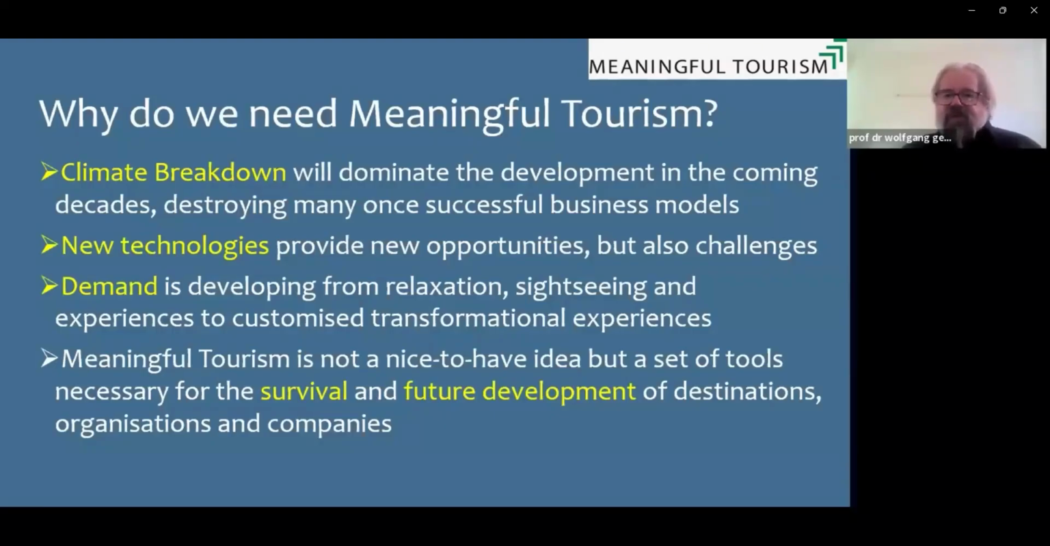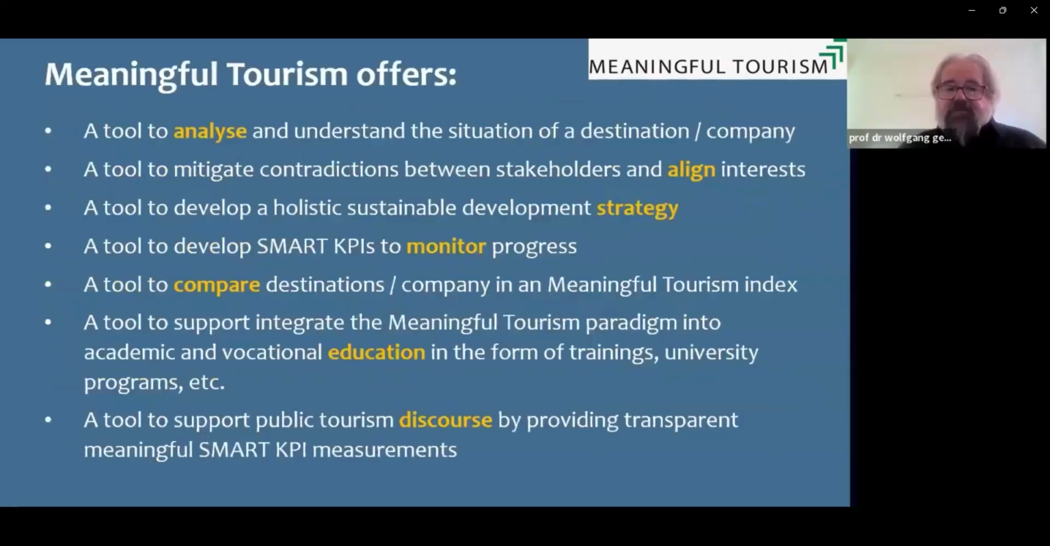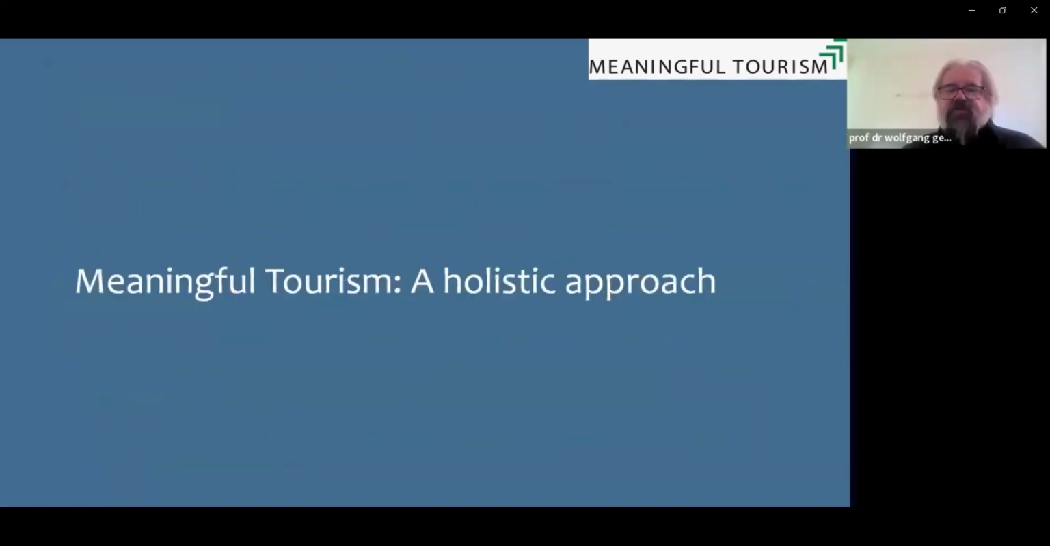So meaningful tourism is not just a nice to have idea, but it's a set of tools which are necessary in the coming decades for the survival and future development of destinations and companies. So meaningful tourism offers tools for analyzing, for aligning interests, for developing a strategy, for monitoring progress, for comparing yourself with others, and very importantly also to give input to the academic and vocational education of those people working in the tourism industry, and also to the public discourse to show how tourism is beneficial and should be satisfactory to all stakeholders involved. So just a brief recap again. If you want to know more, look at the other lectures we have offered and which are available online.